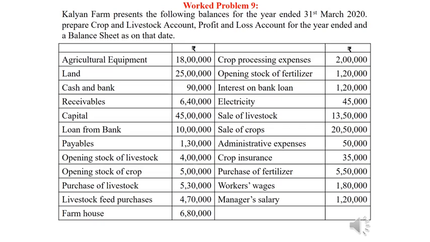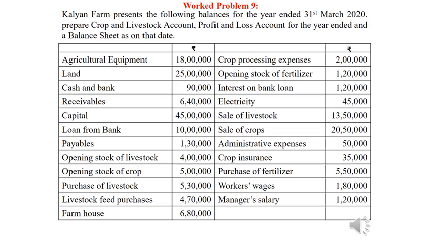Problem number 9. Kalyan Farm presents the following balances for the year ended 31st March 2020. Prepare crop and livestock account. Observe here. It is not given as trading and P&L account. Prepare crop and livestock account separately, profit and loss account for the year ended and a balance sheet as on that date. So items are given. Don't treat them as debit side and credit side items. They are information only, clubbed in one slide only.